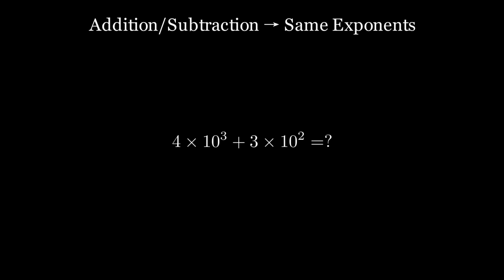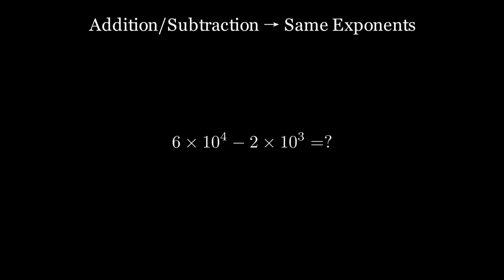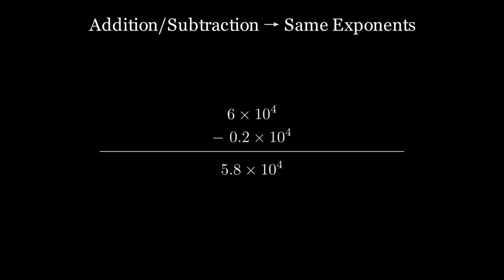Now, let's try adding numbers with different exponents. We convert 3 times 10 squared into 0.3 times 10 cubed, then add. Now, subtraction with different exponents. Convert 2 times 10 cubed into 0.2 times 10 to the fourth, then subtract.